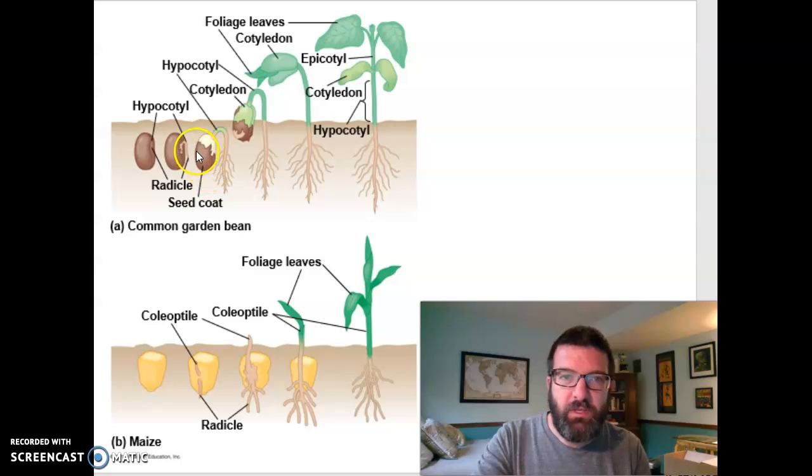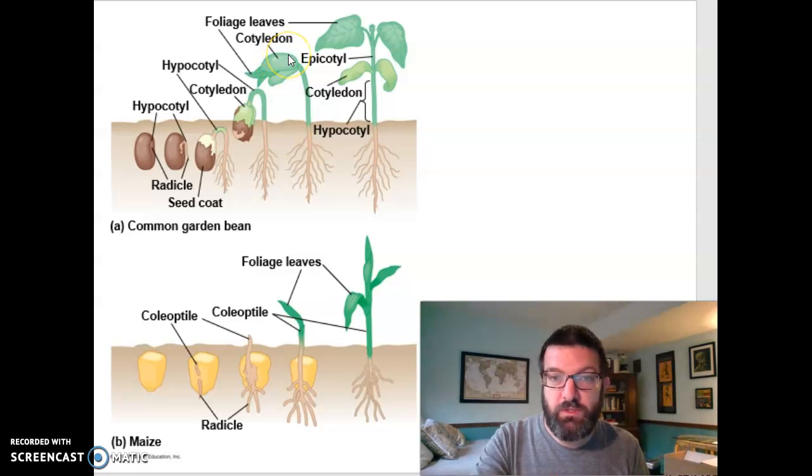Typically, it's the radicle that comes out first, which will become the root. Then you have the hypocotyl in the middle, and the cotyledons emerge as the first seed leaves, the first photosynthetic structures, but they're not true leaves. The first true leaves come out next, and you can see it in the middle here. This is the epicotyl where the shoot is coming out.